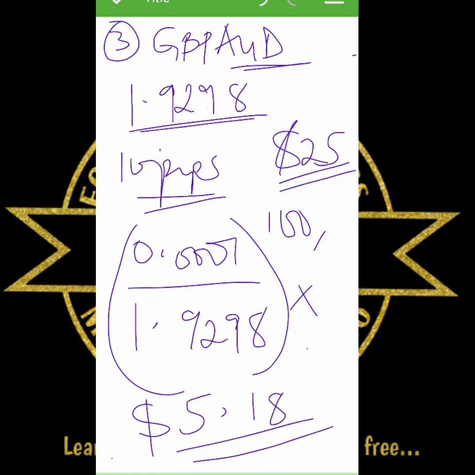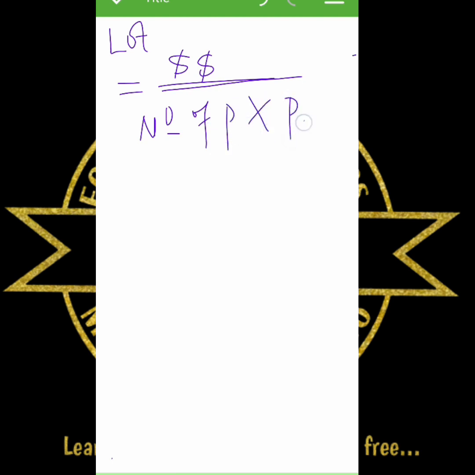Let me put this in context now. To know the lot size to use, you say lot equals the amount you are risking, in dollars or whatever currency you're using, over the number of pips, not the size of a pip now, the number of pips. Then times your pip value. And to find our pip value, what we do is this.